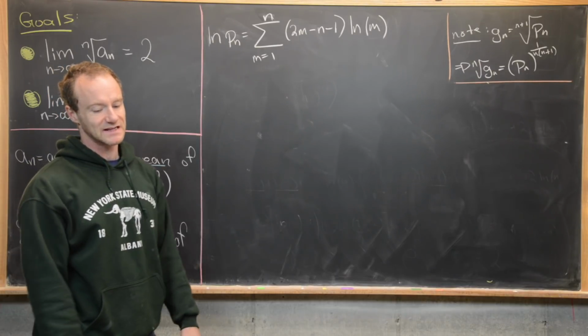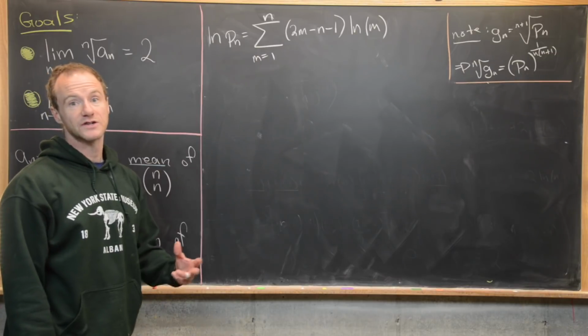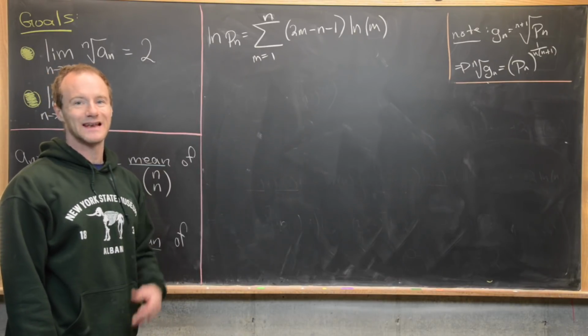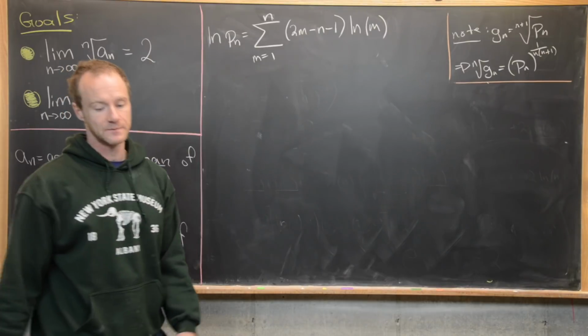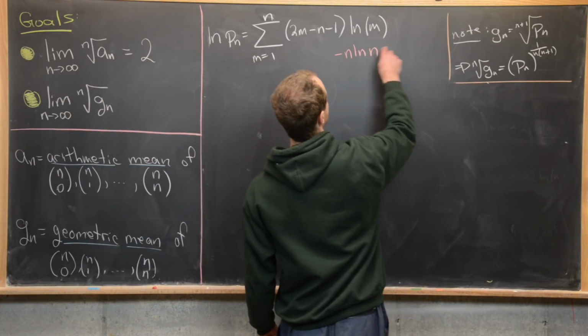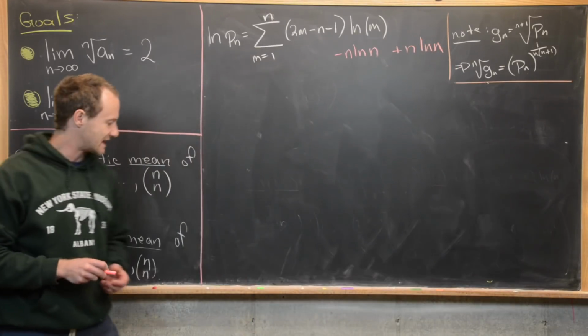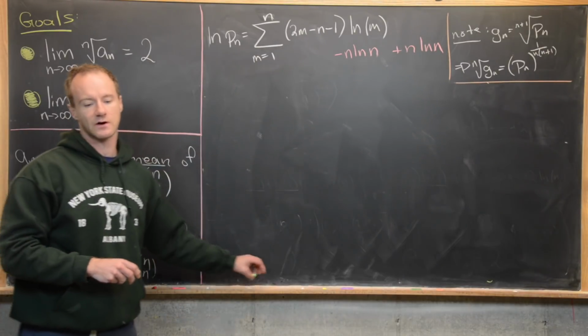Now we're going to do something that's a little bit tricky. We're going to add and subtract a term. And what term are we going to add and subtract? It will be n times the natural log of n. So let's go ahead and do that. Let's do minus n times the natural log of n plus n times the natural log of n. So clearly that doesn't change anything because that's equal to 0.